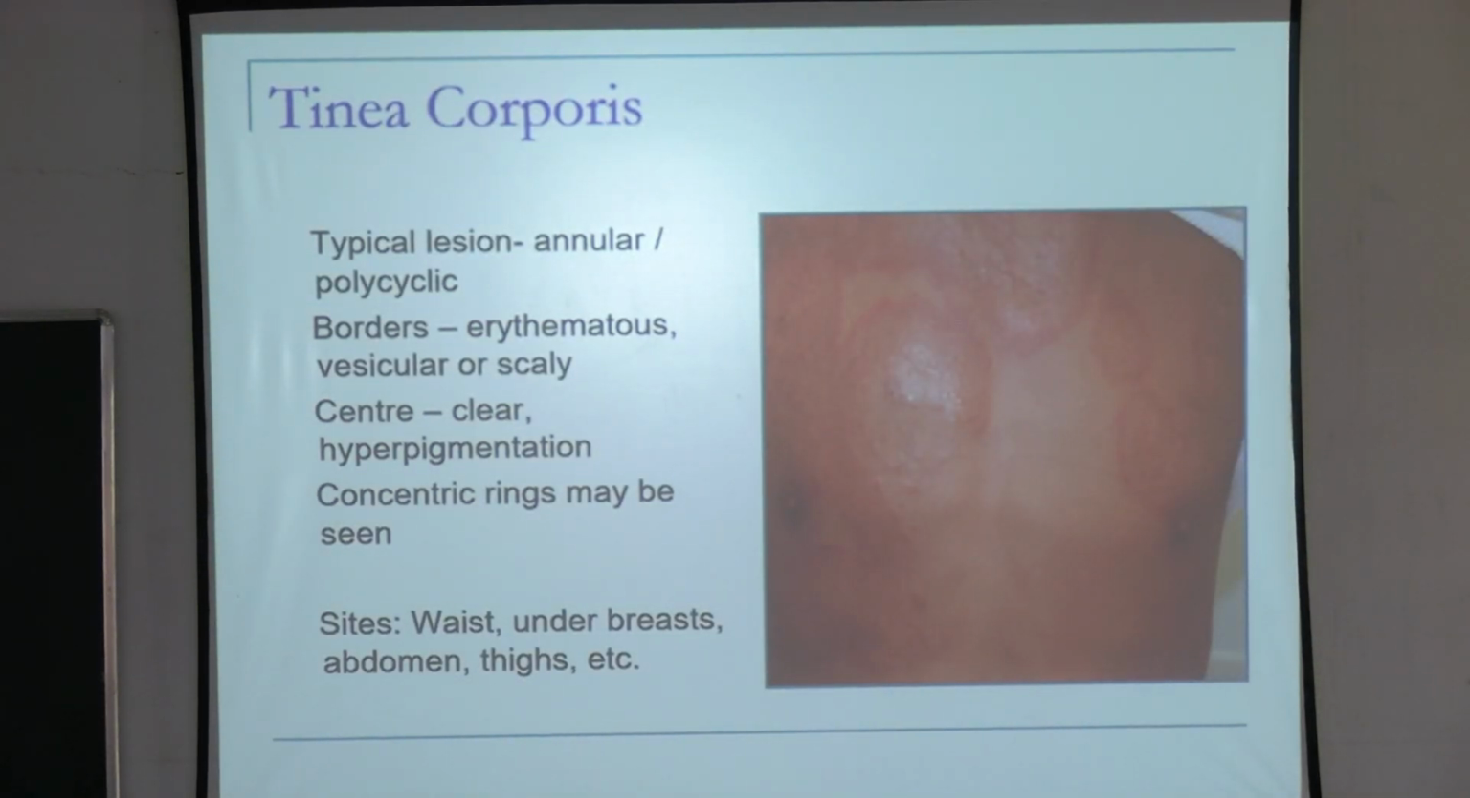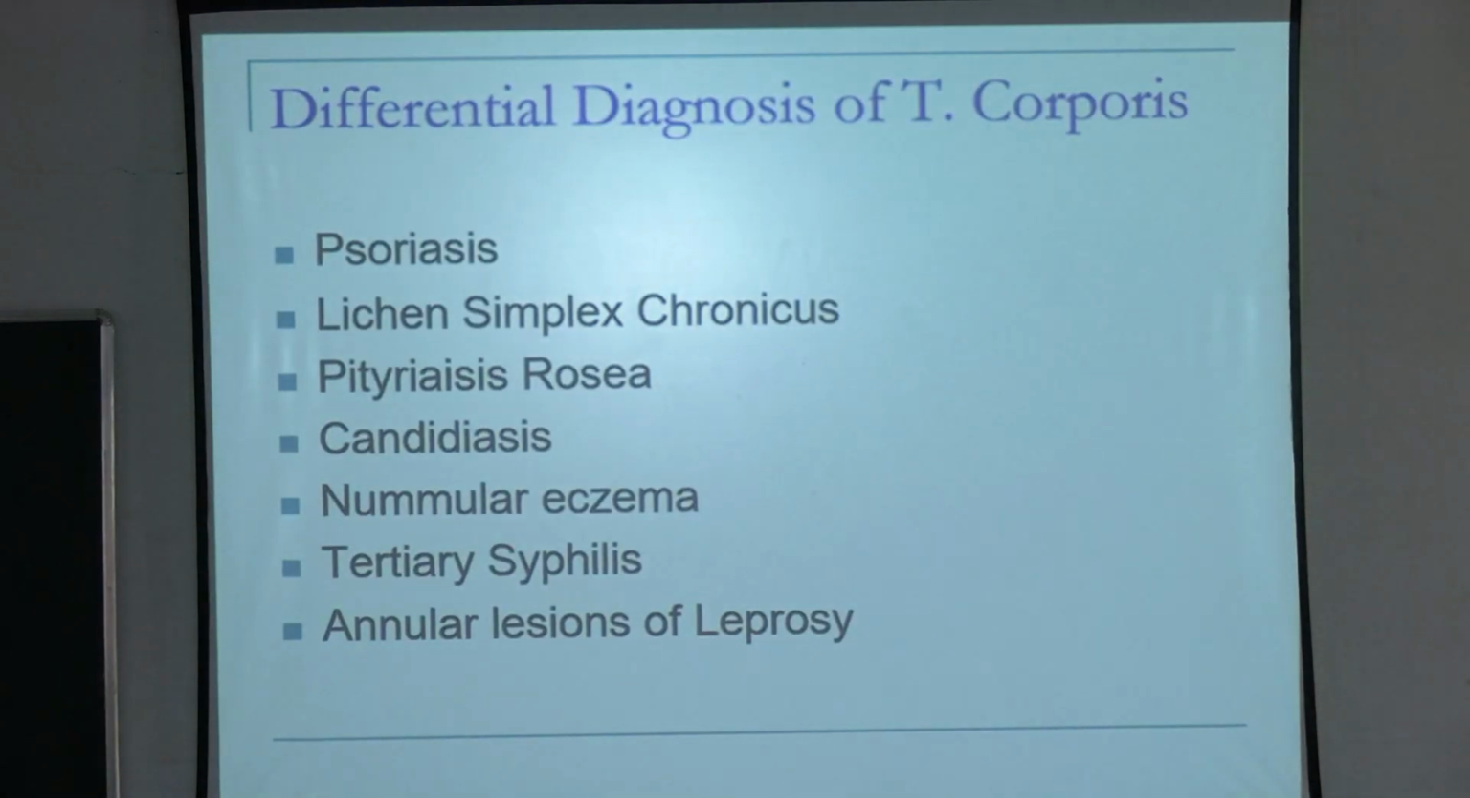It is polycyclic annular, the border is erythematous, vesicular and scaly, central clearing with hyperpigmentation, concentric rings may be seen. It's more circular ring type, and mainly under the waist, under the breast, abdomen, thighs, back also.